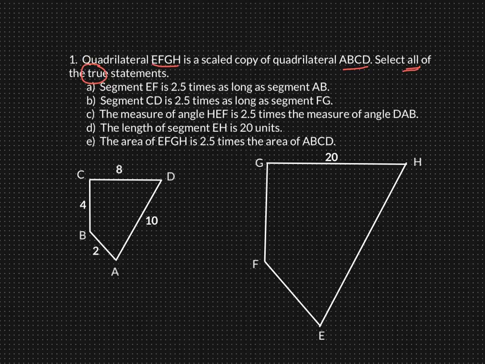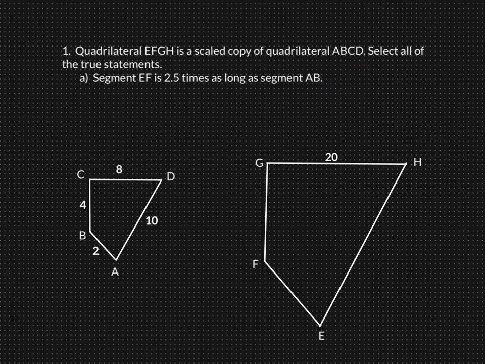Okay, "all" means there could be one or there could be more than one, so we should check all of them. So the first one we have is segment EF being compared to AB, and it says that they are 2.5 times as long. Well, AB is 2.5 times as long as EF, or is EF 2.5 times as long as AB? So first of all, we don't have a measurement over here for EF, so we need to figure out what the scale factor is, since we know that they are scale copies.